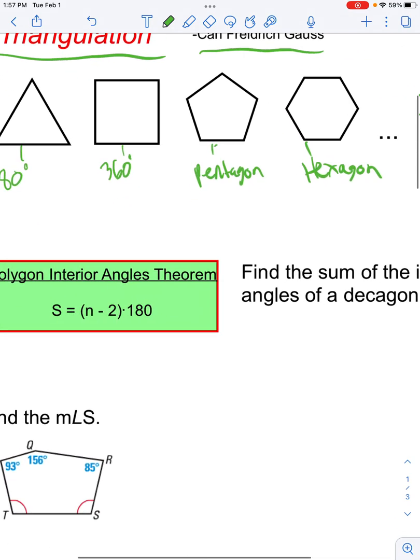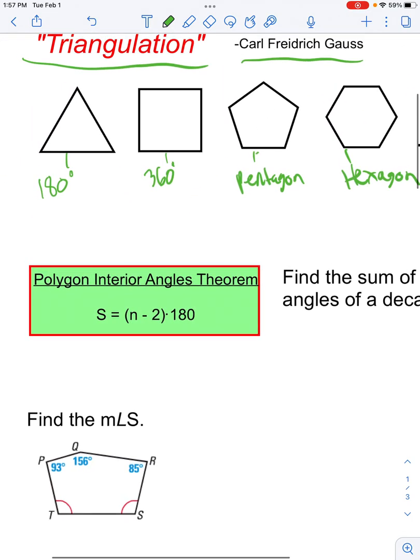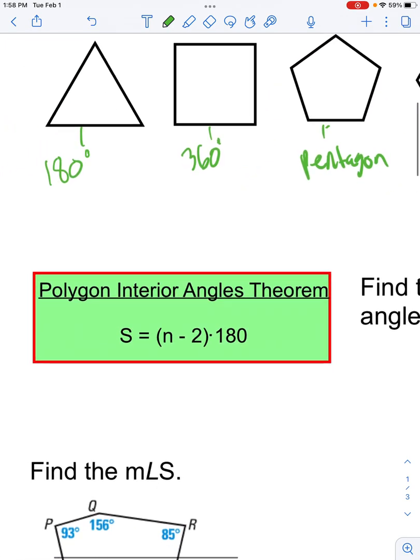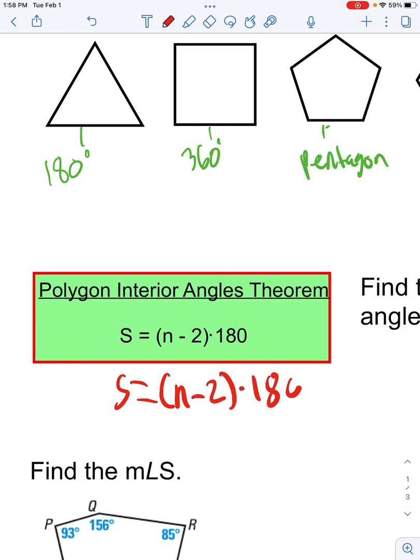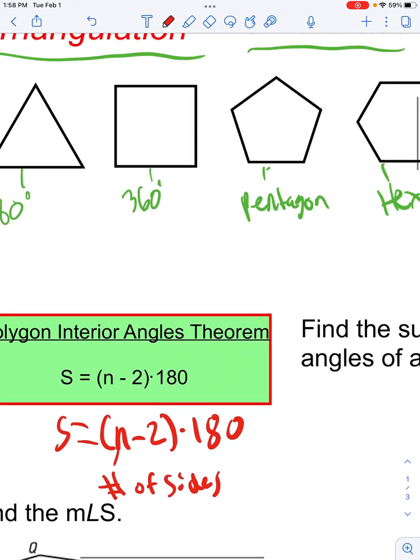So if we look here, we've got this important angles theorem. You will need to know this equation, so make sure you've got this written down. S equals n minus 2 multiplied by 180. And again, n is the number of sides, and then S will give us our interior angles.